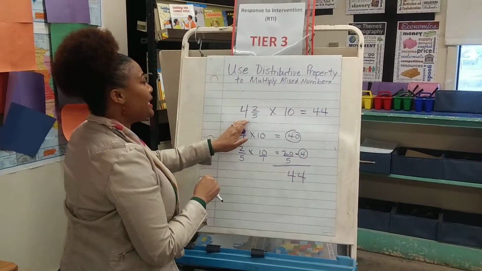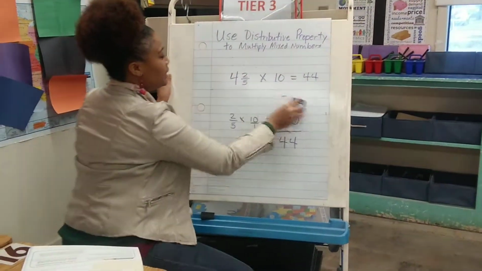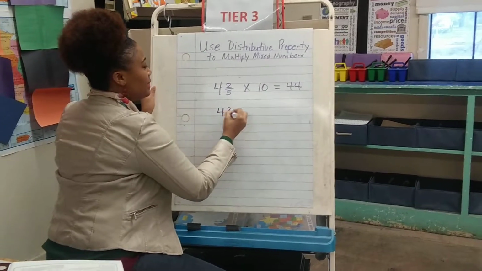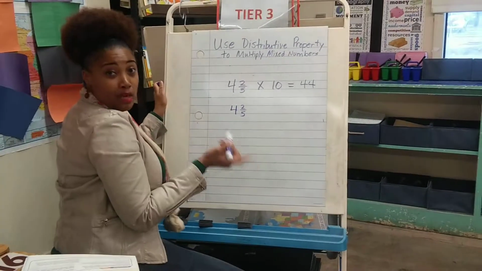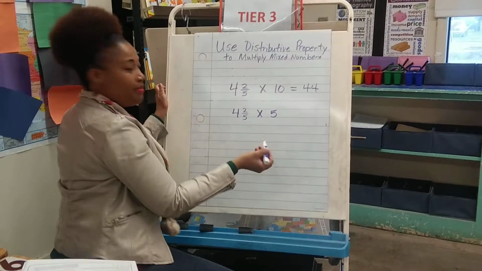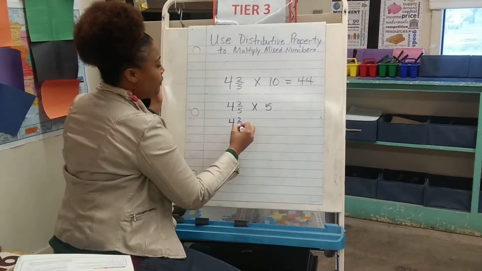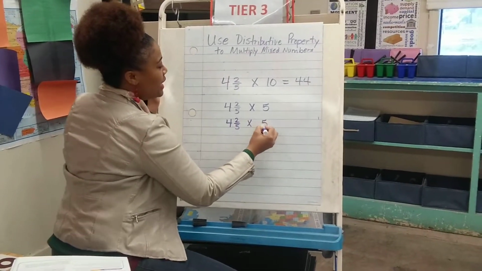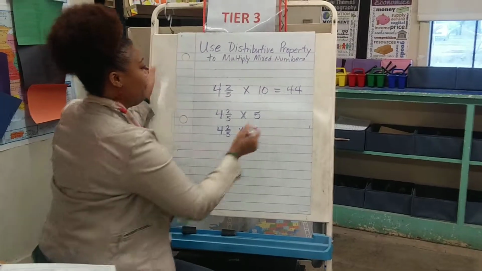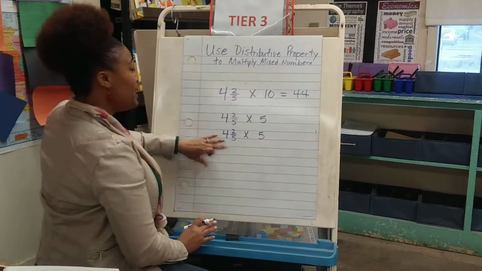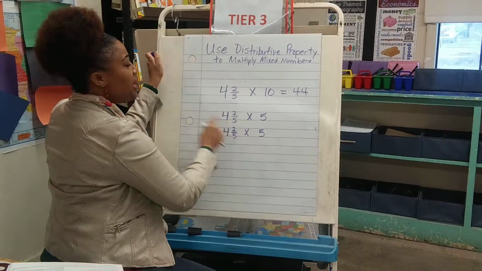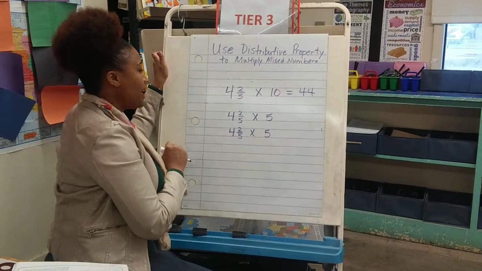Now, notice I decomposed the first factor. All right, you can also keep the first factor and decompose the second factor. So 5 plus 5 give me 10. So I want to keep the first factor and just decompose the second factor, which 5 plus 5 give me 10. All right. If you do it this way, it's best, like the first video we did, to change the mixed number to an improper fraction.